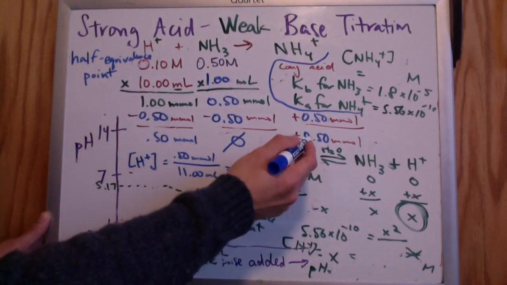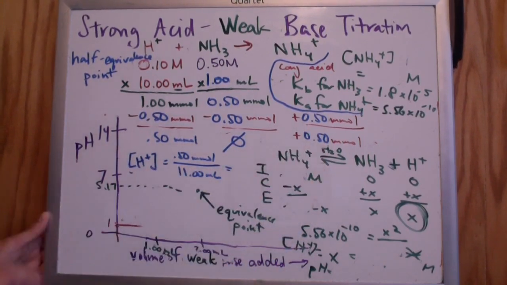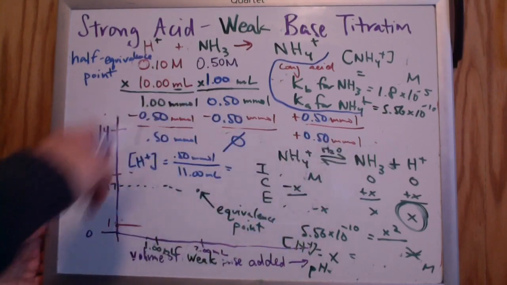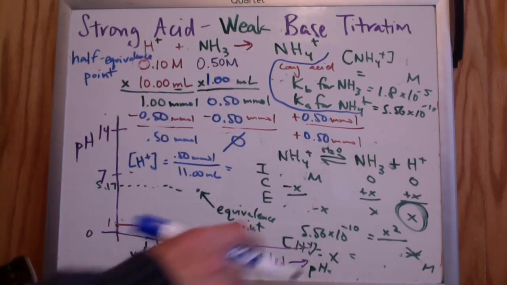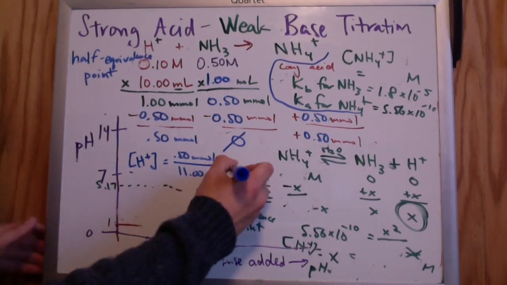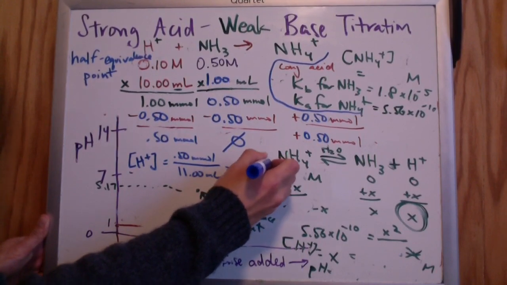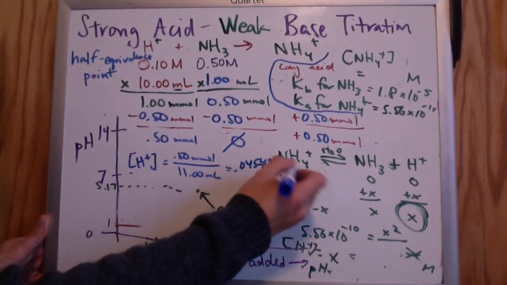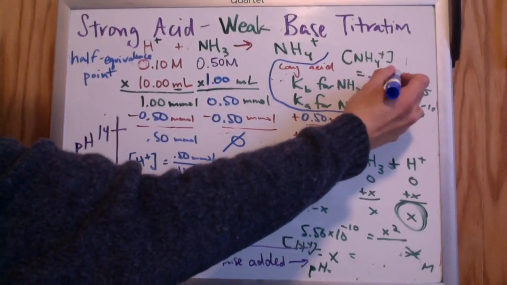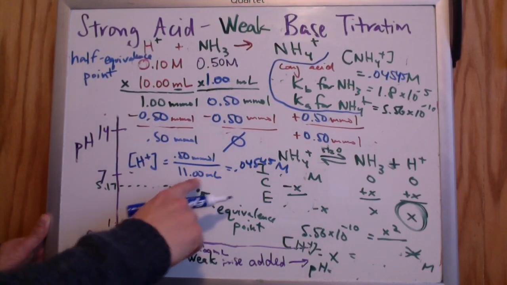Now we need to do the same thing here for the NH4 plus. So that would also be 0.050 millimoles divided by the total volume, which is 11 milliliters. So 0.050 divided by 11 gets us 0.04545 molar. And then this is also 0.04545 molar, because that's 0.050 divided by 11 milliliters.